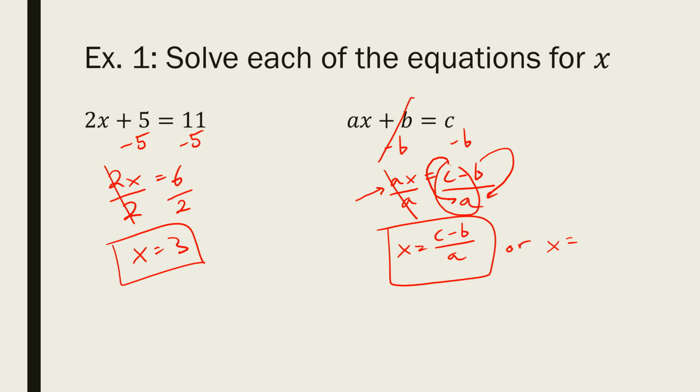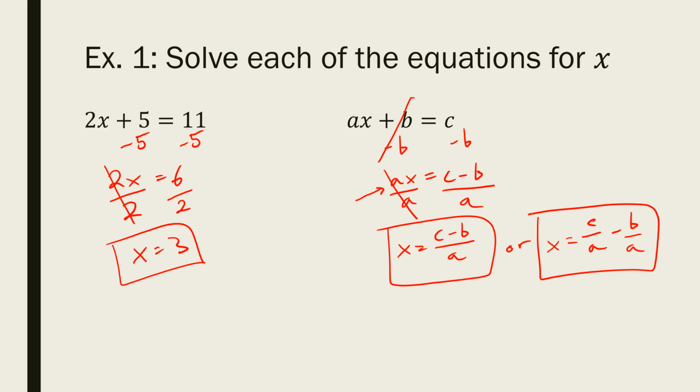So here, c over a, here, minus b over a. I can distribute the division. So this would also be an acceptable way of writing the equation. I would accept either one on a test or a quiz, without distribution or with distribution. So not too bad, right? We just have to remember what we're doing with normal numbers.